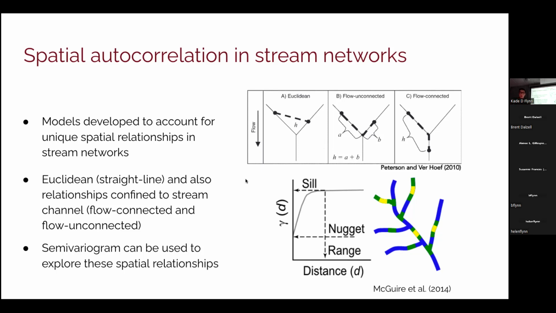And as a part of applying these geostatistical models, you can use this graphical tool of the semi-variogram to explore these spatial relationships a little more. This figure from McGuire et al. shows a theoretical distribution of stream water chemistry within a network and a corresponding semi-variogram, which is a measurement of dissimilarity increasing on the y-axis and distance between sampling points on the x-axis.